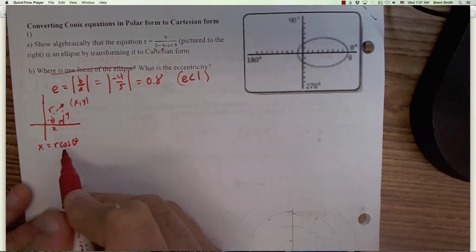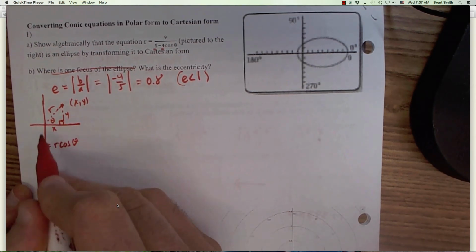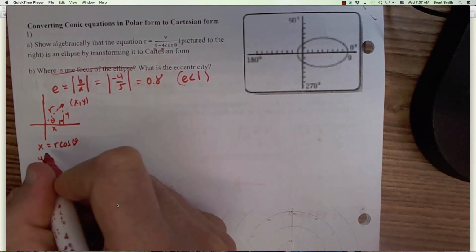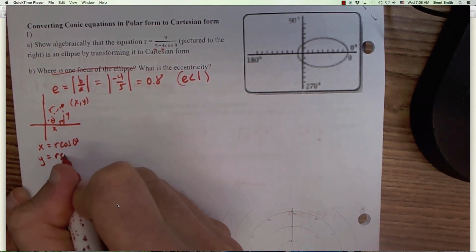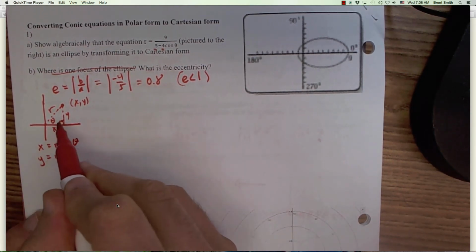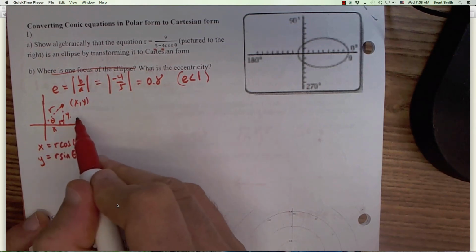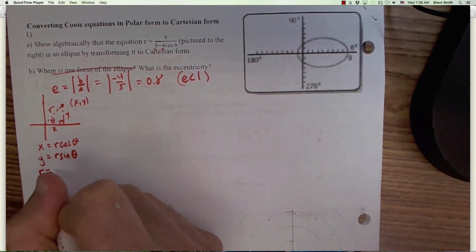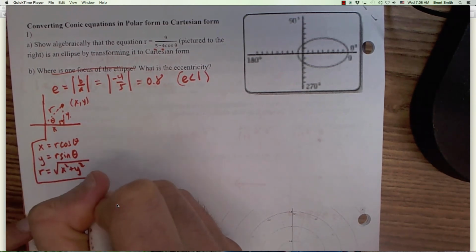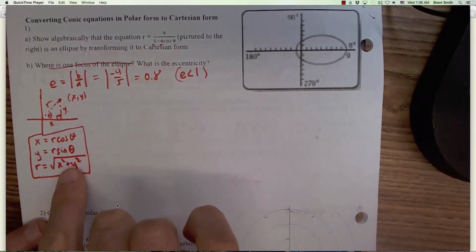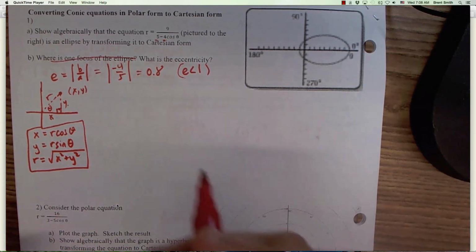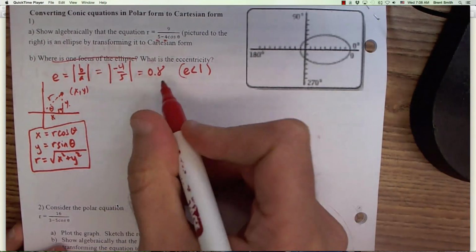You can work that out if you want. It's basically cosine theta equals x over r, multiply both sides by r. You can also go back to the earlier part of the video, y equals r sine theta. And then finally the Pythagorean theorem, a squared plus b squared equals c squared, x squared plus y squared equals r squared. So r equals the square root of x squared plus y squared. We did all this earlier on, so I'm not going to spend too much time on it. But these are the three facts we're going to be using here. So let's go ahead and convert this to Cartesian form.